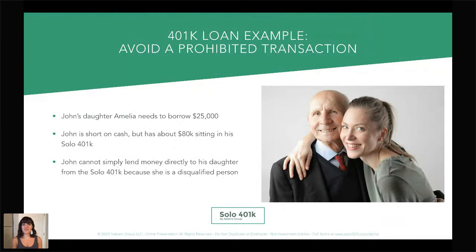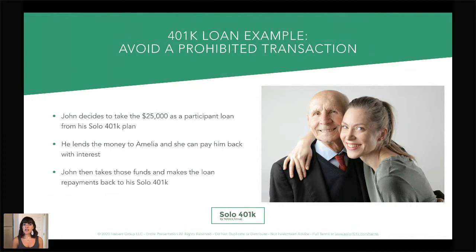Another example, we have John and his daughter, Amelia. She needs to borrow $25,000, but John doesn't have the cash. However, he does have $80,000 in his solo 401k. So he can't just wire funds from his 401k to his daughter because she is a disqualified person. So he's going to utilize the participant loan.